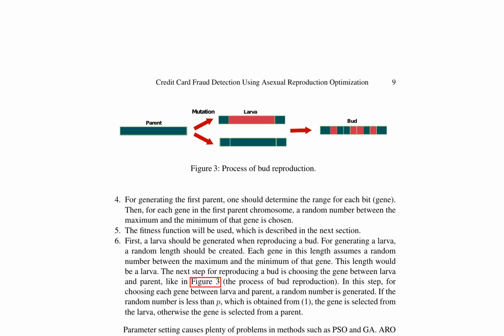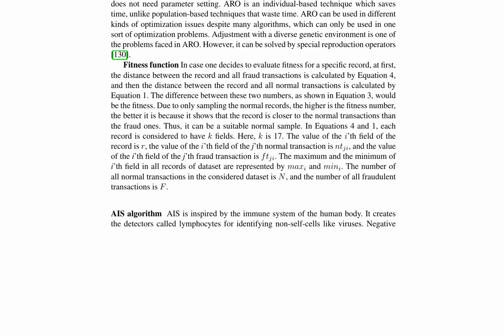This process evaluates the distance between the record and both fraud and normal transactions, with higher fitness numbers indicating better records. The ICE algorithm draws inspiration from the human immune system, employing negative and clonal selection stages to create detectors called lymphocytes.